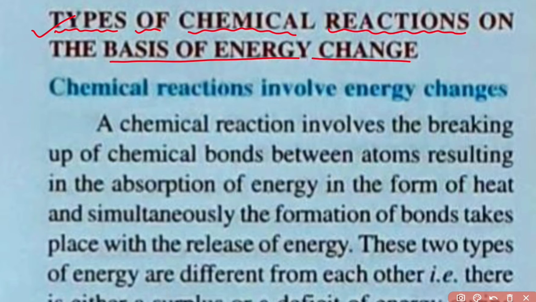A chemical reaction involves the breaking up of chemical bonds between atoms, resulting in the absorption of energy in the form of heat, and simultaneously the formation of bonds takes place with the release of energy. Okay, to explain this particular statement, as you all know, during a chemical reaction old bonds are broken, right? So chemical bonds are broken first, and then new chemical bonds are formed between different elements, right?